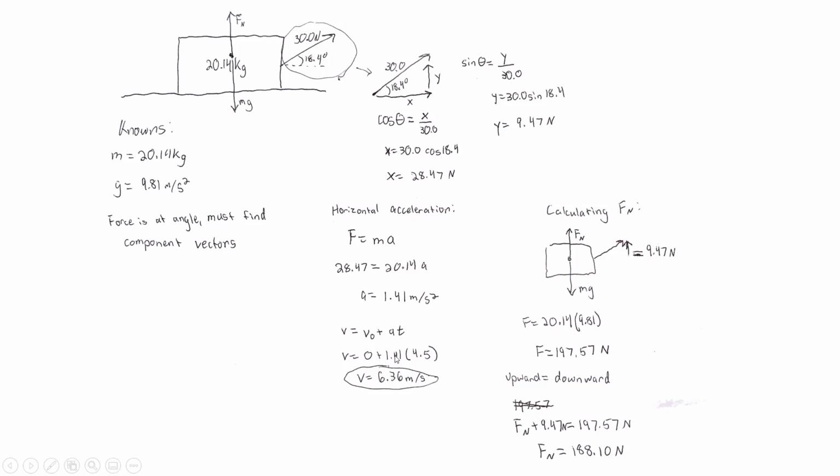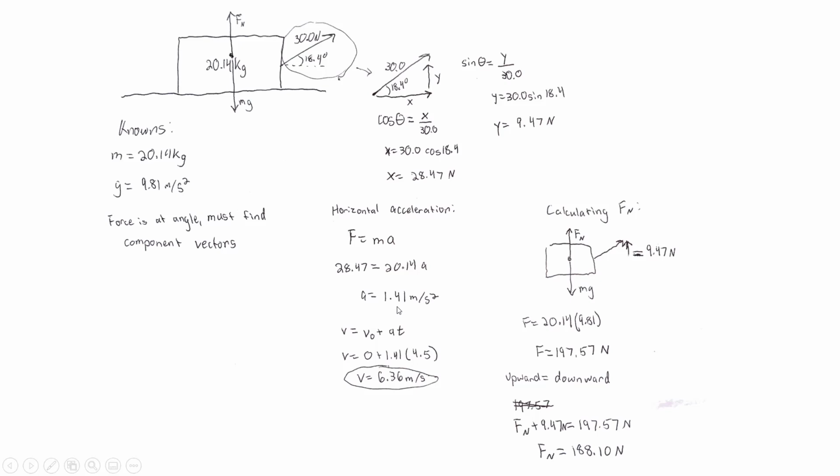And then we look at our kinematic equations, and we want to solve for velocity. This is the kinematic equation I chose. A lot of times with kinematic equations, you can pick more than one to solve the problem. So velocity is equal to, the box starts from rest, and so we have 0 plus 1.41, which is our acceleration, times time. It was saying after 4.5 seconds of the box moving, and we get velocity is equal to 6.36 meters per second.